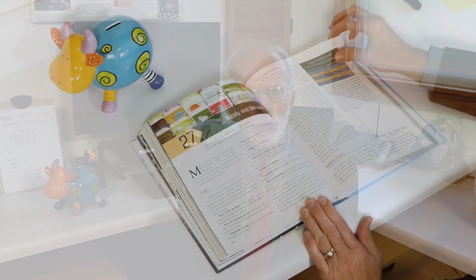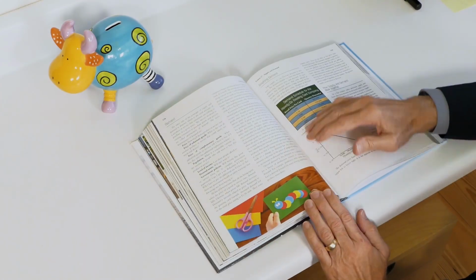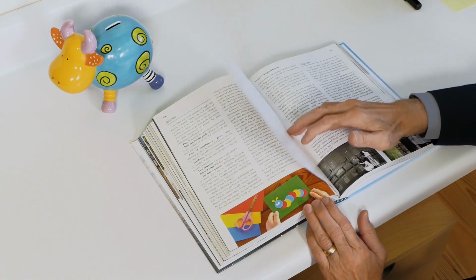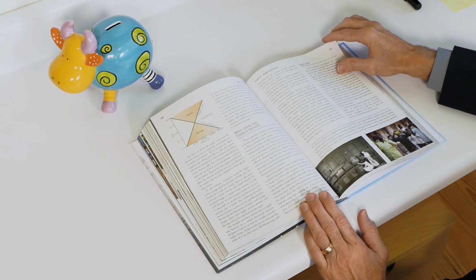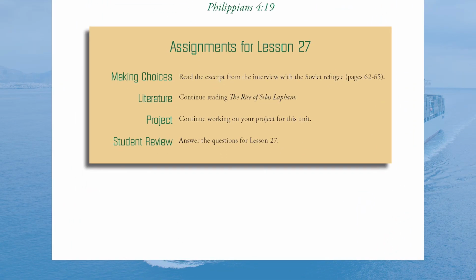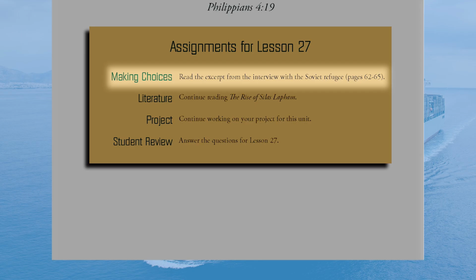The second lesson in this unit looks at one of the most fundamental concepts in economics, supply and demand. Exploring Economics presents ideas and data in a way that students can understand, with examples that the student can connect with. Today's reading in Making Choices is a 1950 interview with a refugee from the Soviet Union, detailing some of the difficulties of life in the Soviet economic system.